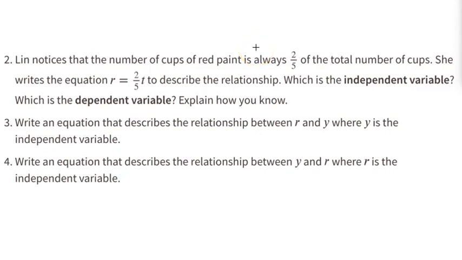So Lynn notices that the number of cups of red paint is always 2/5 the number of total cups. She writes the equation R equals 2/5 T to describe the relationship. Which is the independent variable and which is the dependent variable?